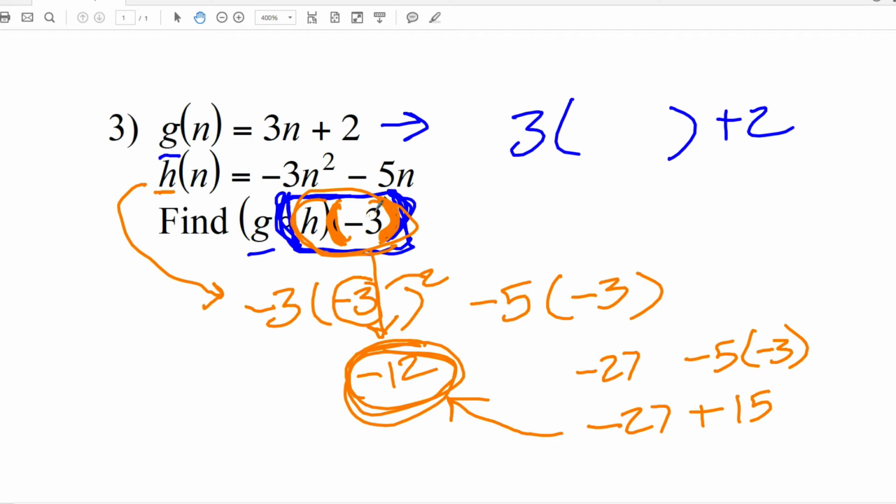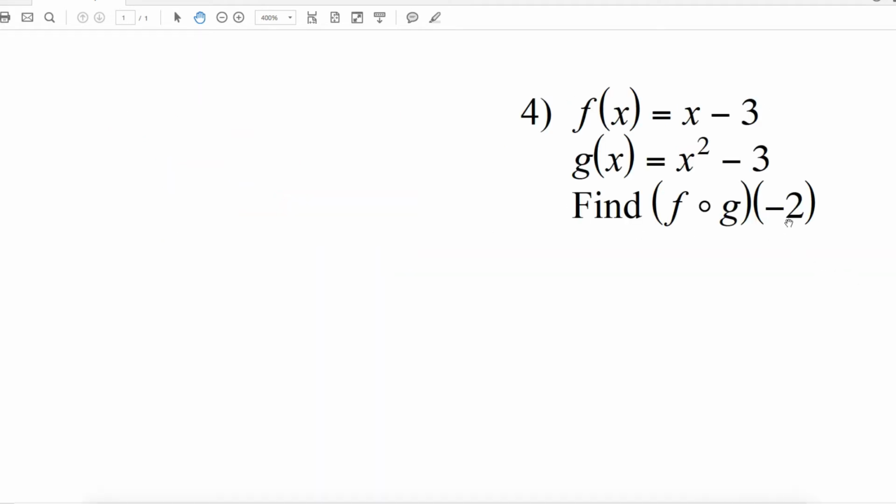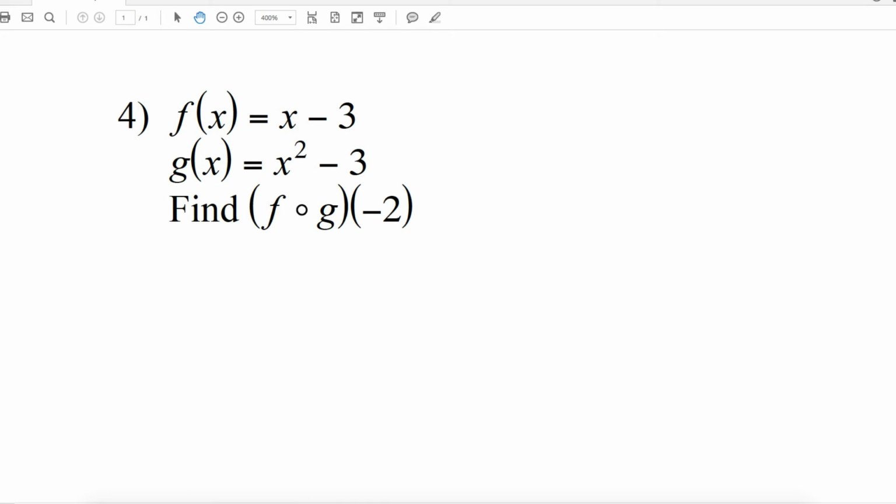So if we're plugging that into g, we'll just plug in the negative 12. 3 times negative 12 is negative 36, plus 2 is negative 34. And that's the answer. Don't overdo it, don't overthink it, just plug in. That's all you have to do, is just plug it in.